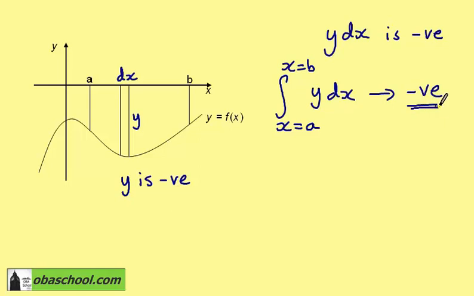Clearly we can't have a negative area. The numerical value of this calculation is the area. We just need to ignore the minus sign. So when we're dealing with areas that are below the x-axis, we will get a negative answer, but the area is the number ignoring the minus sign.